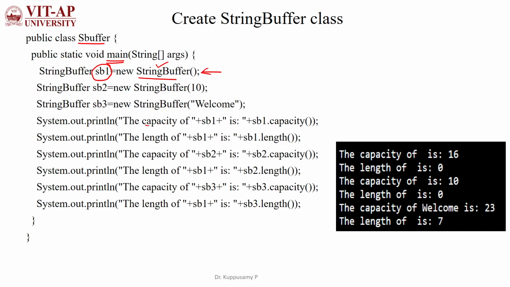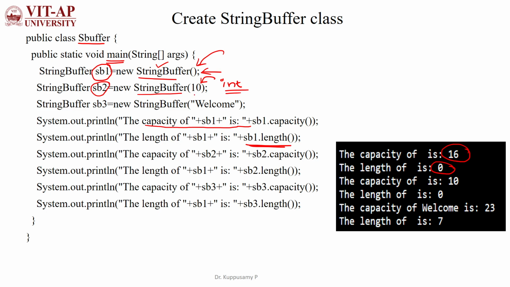So here we are trying to print the sb1 capacity. The sb1 capacity is 16 characters, 16 memory locations, right? Then we are trying to find the length of the string. Here we are passing nothing, so the length of the string is 0. And next we create the variable sb2 using StringBuffer by passing the capacity as an integer value. So we are passing 10.